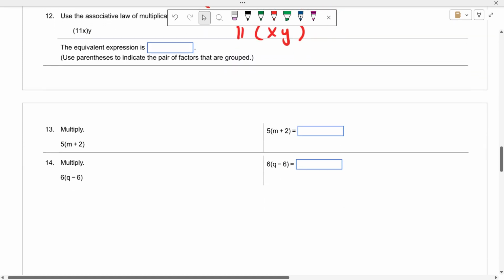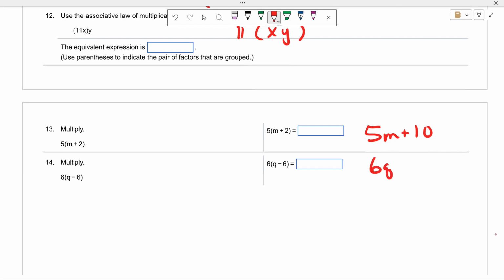Okay. If we multiply, we're doing the distributive property, 5m plus 10. Doing the distributive property, 6q minus 36. Okay? We good? Good. I'm glad you're good, because that's what we're doing today.